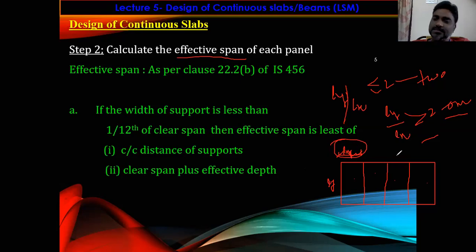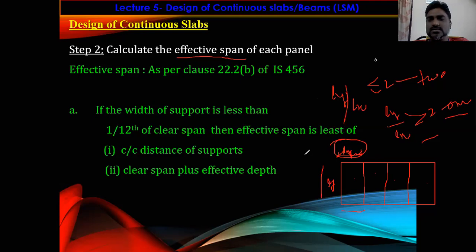Right? If it is a two-way slab, then you need to calculate the effective span for all the panels in both directions. That means along the longer span direction, along this direction, and along this direction also, right? So you should keep that in mind while designing the continuous slabs.